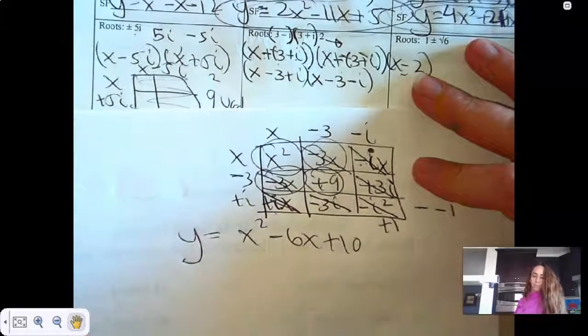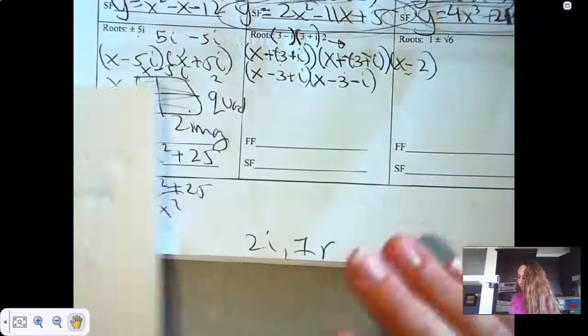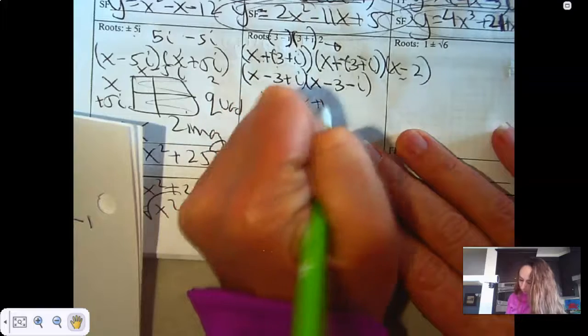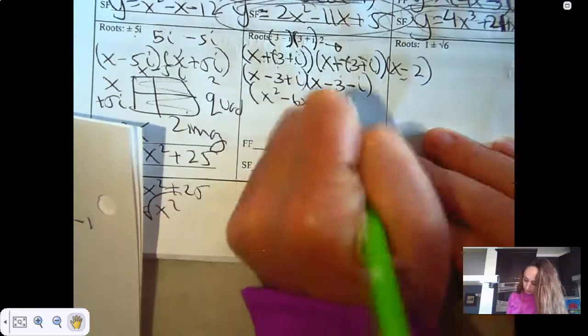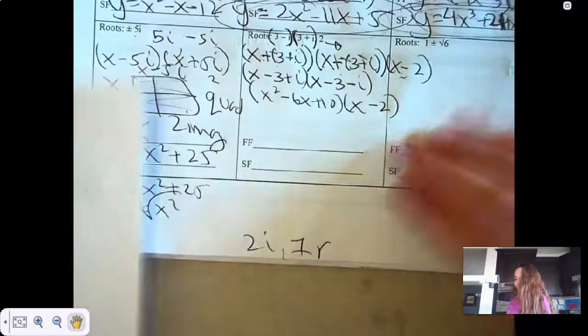Y equals. Okay, so that means, oops, sorry, not y equals, because that means this is x squared minus 6x plus 10 times x minus 2. So now, I got to do it again. This is a good workout.